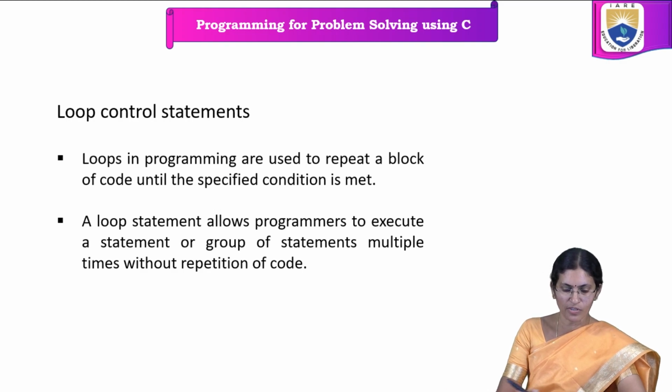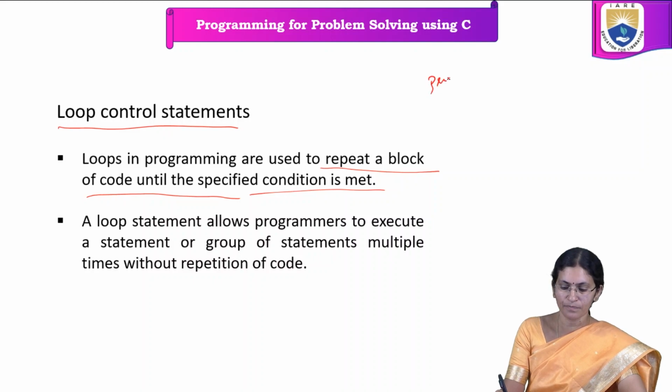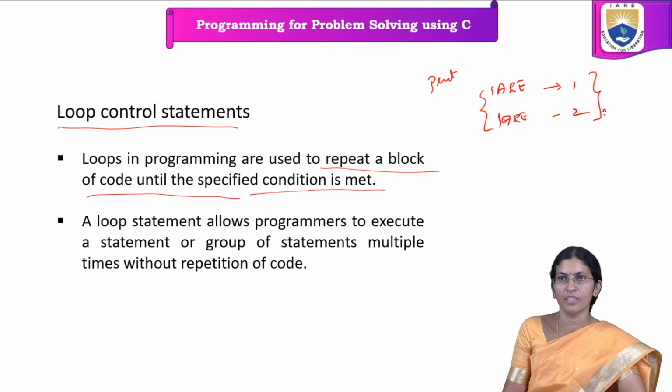Loops in programming are used to repeat a block of code until the specified condition is met. Suppose you want to print IARE 2 times. So one time and then the second time, just writing the printf statement 2 times. With that, the requirement of printing IARE 2 times will be satisfied.